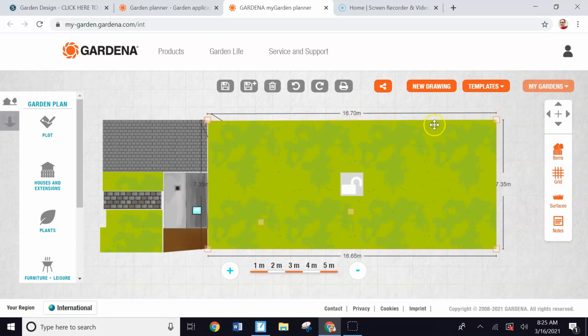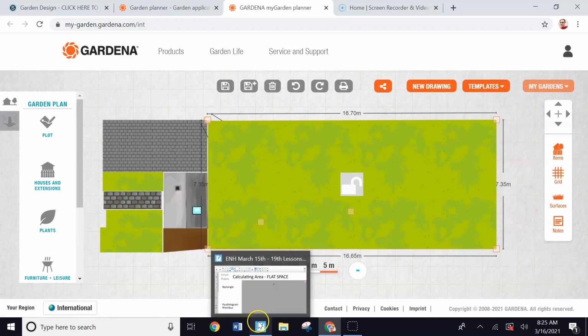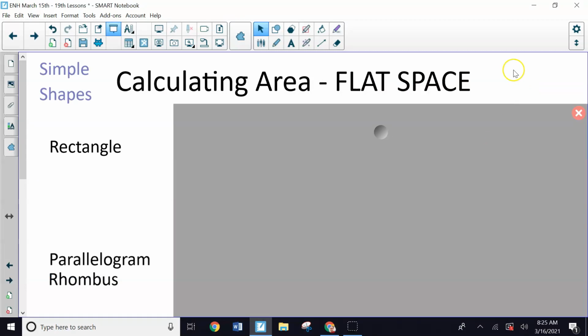And so if you think of this rectangle right here, you would simply measure the length of your lawn right here, which is 16.7 meters, and the width of your lawn right here, which is 7.35. And you would multiply the length times the width, and that's the area of your lawn. So when you go to Home Depot and you say, I need grass seed, and they say, well, how big is your lawn? What's the area of your lawn? You'll know what to tell them, and they'll give you the right amount.